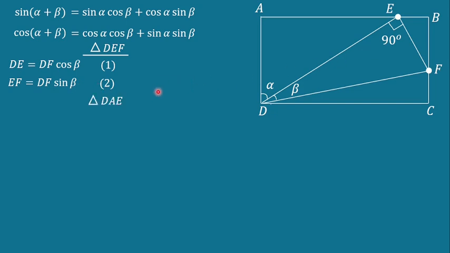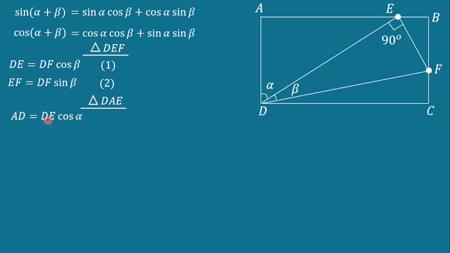Then from triangle DAE, we see that this is 90 degrees and we know the angle at point D, so side DA is the base of triangle DAE and side AE is the perpendicular of this triangle, and similarly DE is the hypotenuse for triangle DAE. If I want to express the base in terms of the hypotenuse, I can write AD equals DE, that is the hypotenuse, times cos of angle alpha.